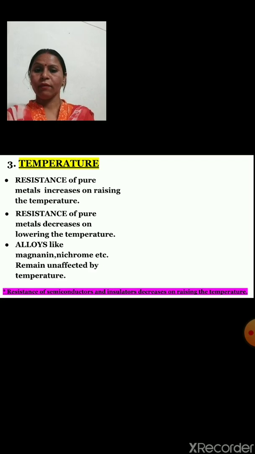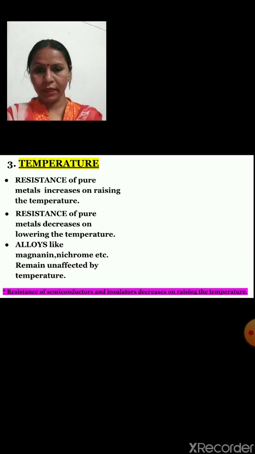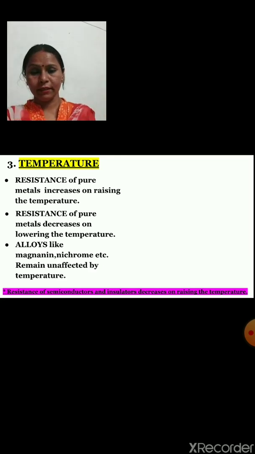In case of alloys like manganese and chrome, they remain unaffected by the temperature. It means if we increase or decrease the temperature, their resistance will not change. But in the case of semiconductors and insulators, they are not following the same guideline. They are doing the opposite. When we raise the temperature, their resistance decreases.